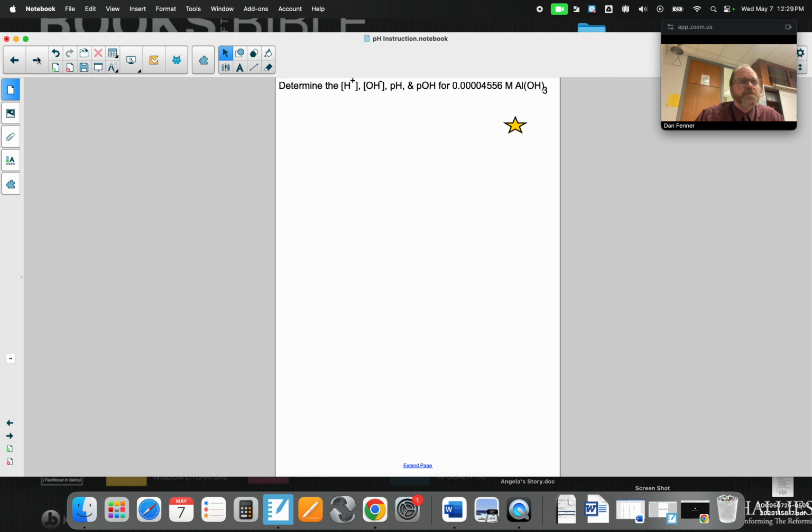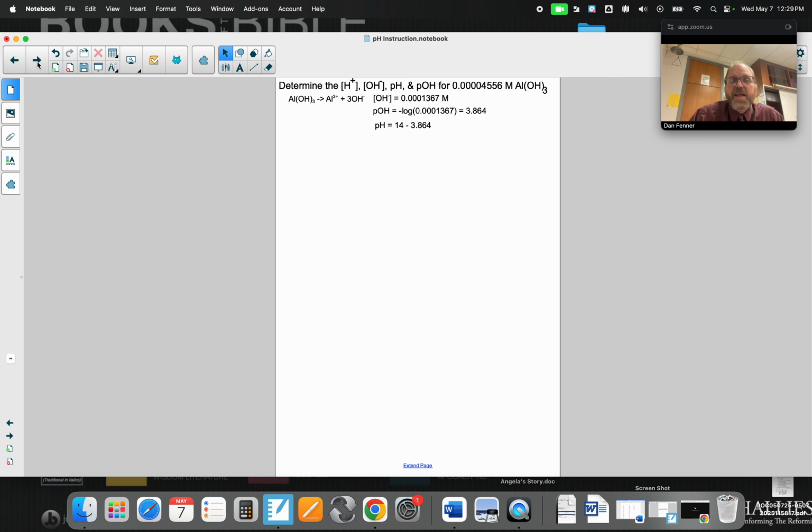We're doing base instead. So the reaction here is going to be aluminum hydroxide forms aluminum plus hydroxide. So if I want to find hydroxide again, this is 1 to 3. So we take this concentration for hydroxide and we're going to multiply it by 3. So we're going to get 0.001367 molar, because that's this value, 0.0004556 molar times 3. To find pOH then, it's a negative log of that value. Plug in the calculator, we get 3.864 since I have 4 sig figs.